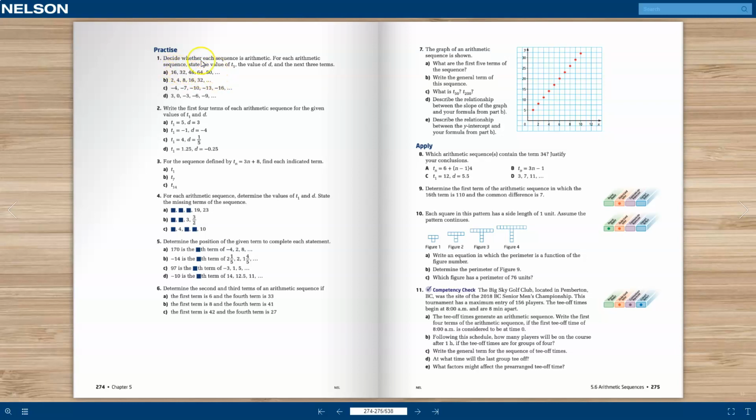Yes. T1 is 16. The common difference, the value of d, is going to be 16 as well, because it's going up by 16. And then the next 3 terms are going to be 16 plus 80, 96, and another 16, another 16, and then you get those next 3 terms.